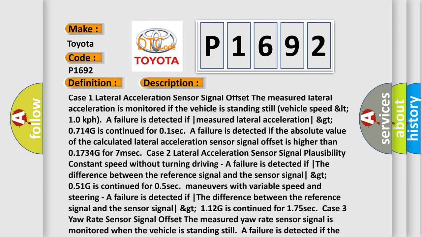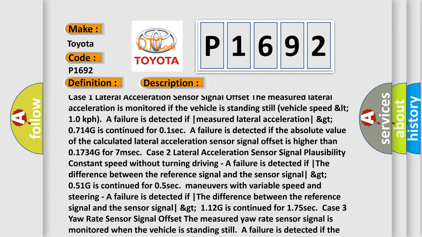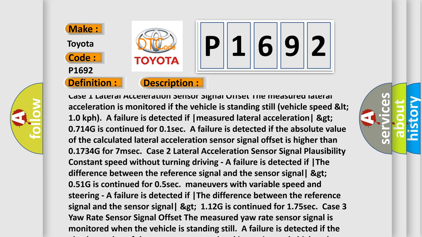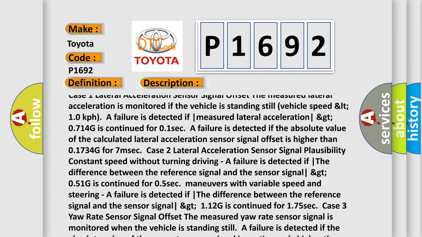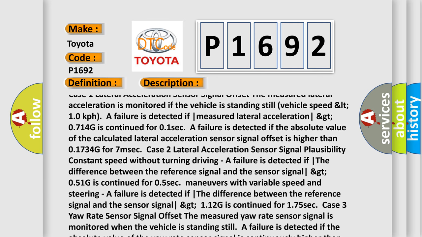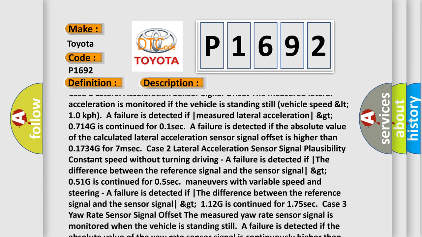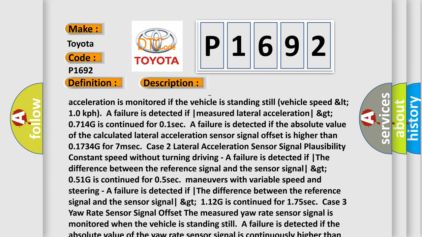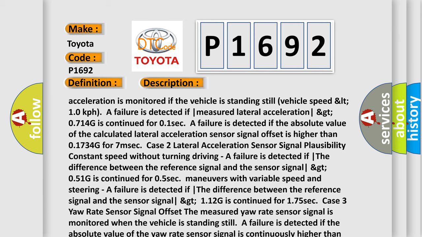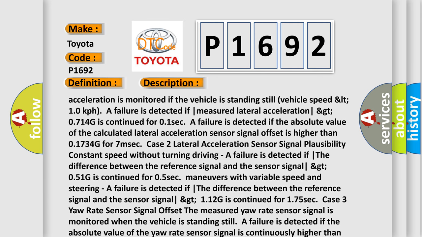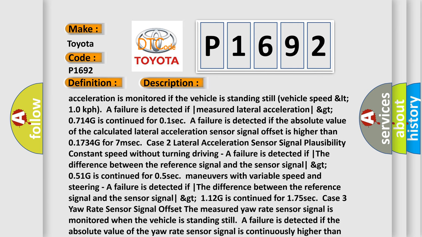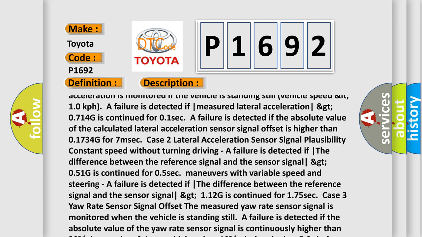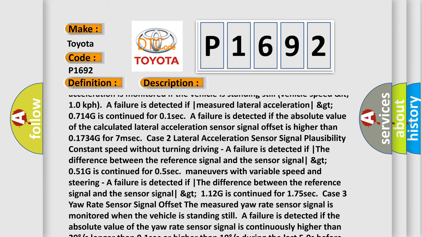for 7 milliseconds. Case 2, lateral acceleration sensor signal plausibility, constant speed without turning driving. A failure is detected if the difference between the reference signal and the sensor signal is greater than 0.51 G and is continued for 0.5 sec. Maneuvers with variable speed and steering. A failure is detected if the difference between the reference signal and the sensor signal is greater than 1.12 G and is continued for 1.75 seconds. Case 3, yaw rate sensor signal offset.